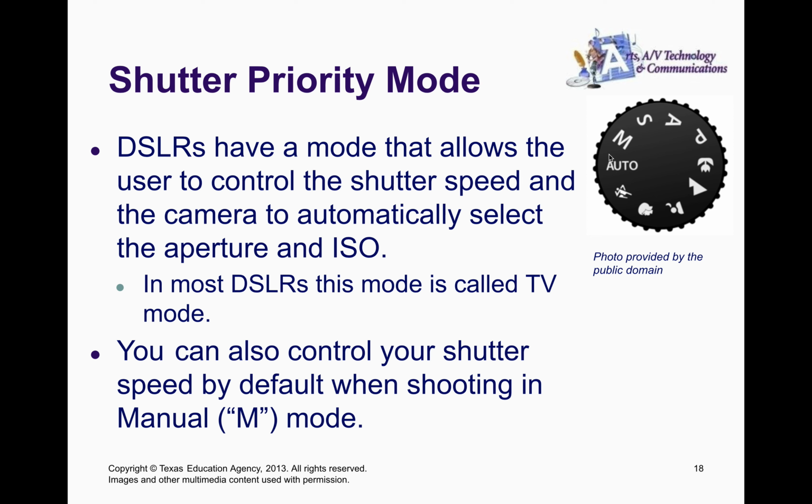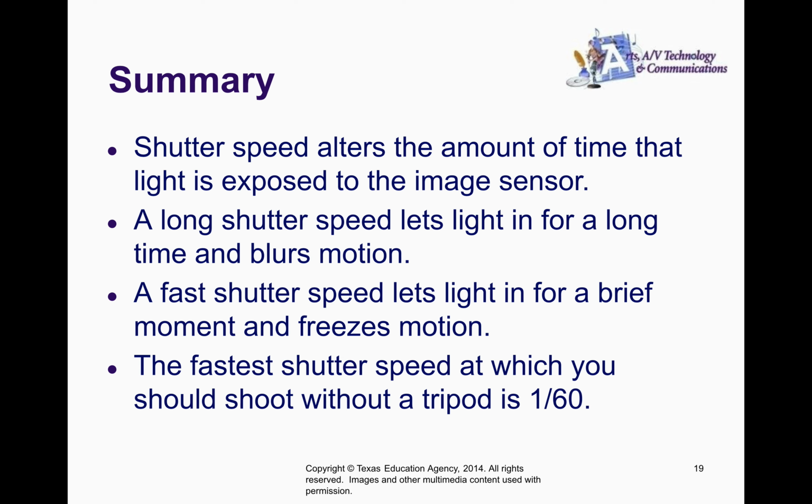Another thing I wanted to share with you about shutter speed is that it changes the image from light to dark. Shutter speed alters the amount of time that light is exposed to your image sensor. A long shutter speed lets light in for a long time and blurs motion. A fast shutter speed lets light in for a brief moment and freezes motion. And the fastest shutter speed at which you should shoot without a tripod is, test question, 1/60th of a second.